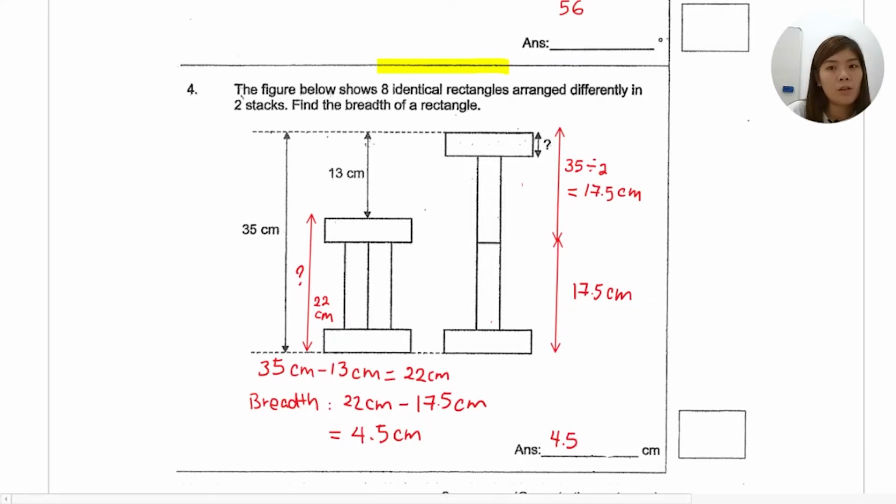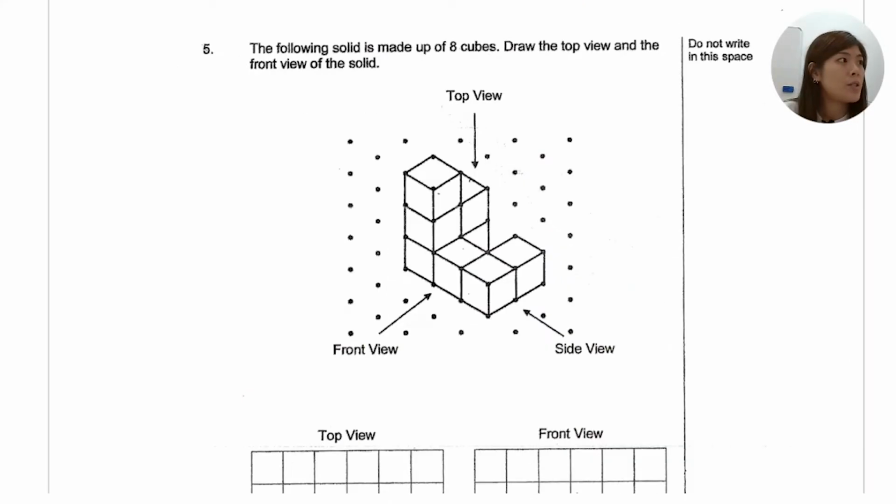Okay, moving on to the next question, question 5. The following solid is made of 8 cubes. Draw the top view and the front view of the solid. So we have two parts: top view and front view.